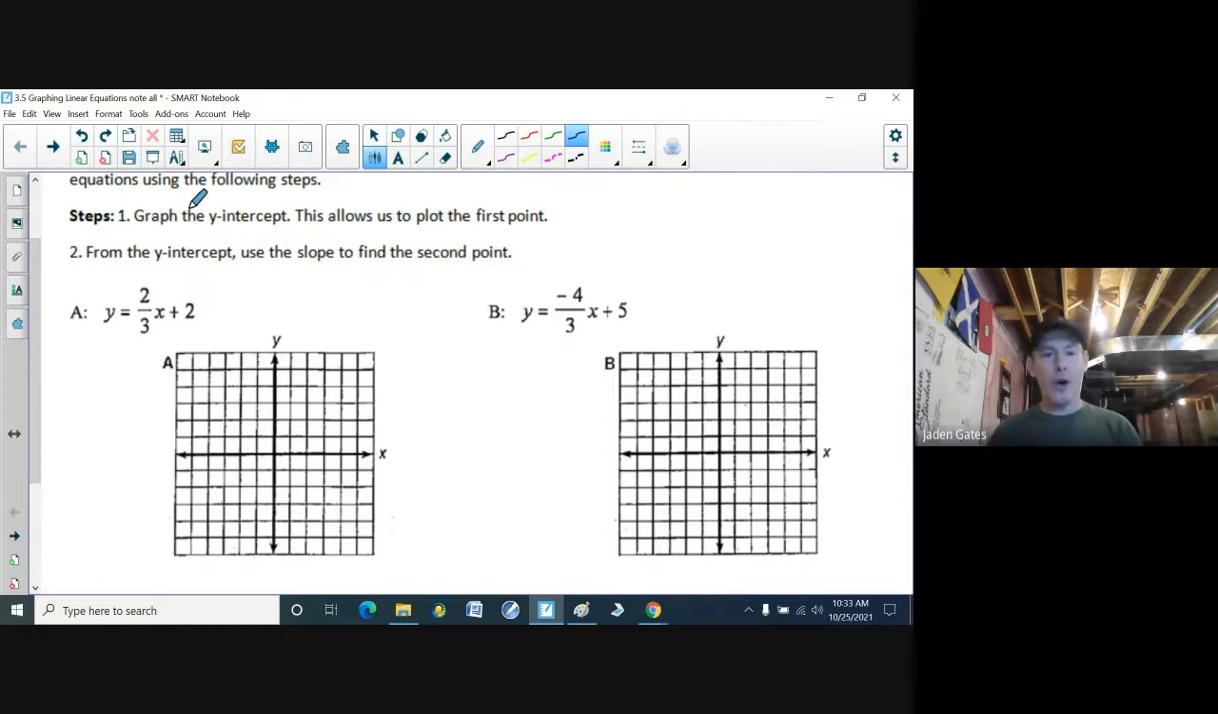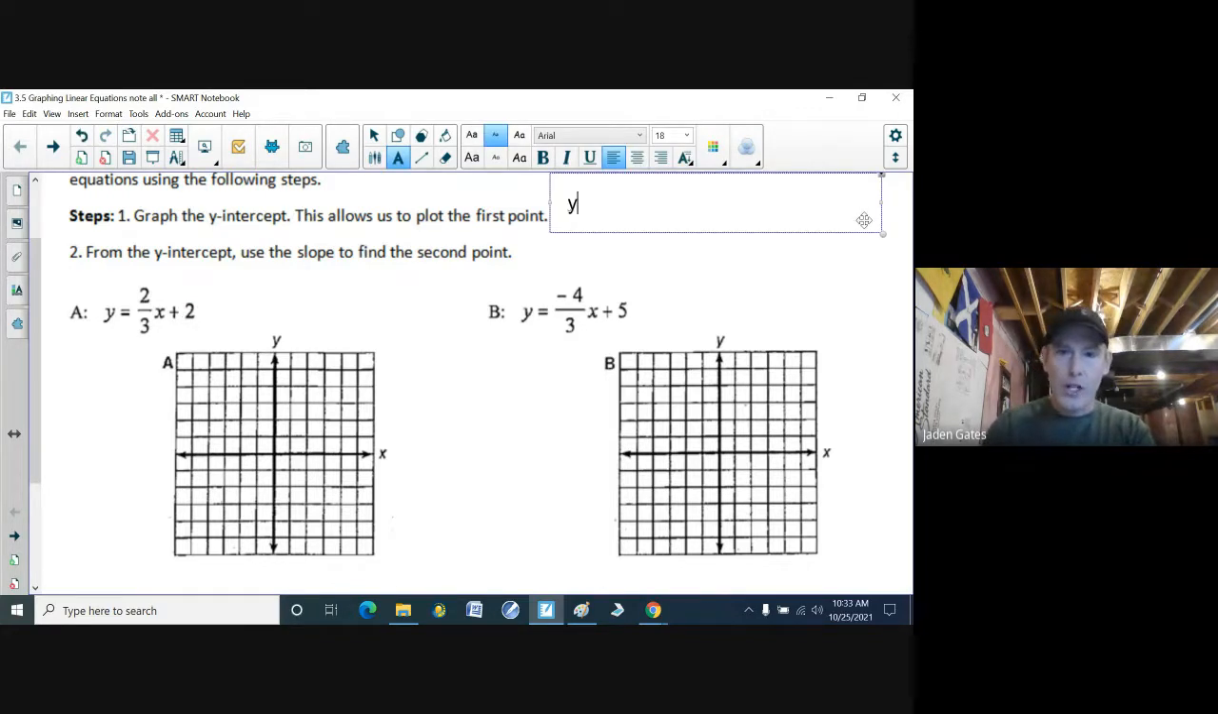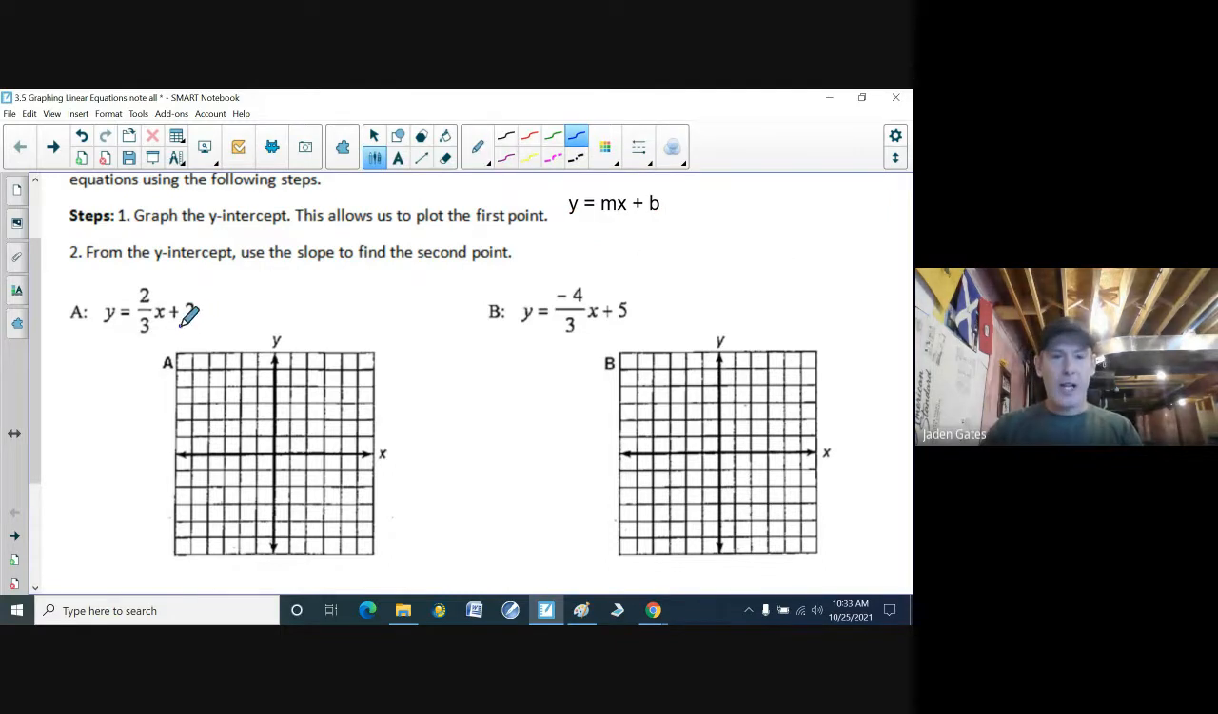All right, so here we go for the first one in A. We're going to graph the line y = 2/3 x + 2. So again, the first thing we want to do is graph the y-intercept. Now again, where is that? The equation of our line is always in the form y = mx + b. So b is the y-intercept. In this case, you've got to look at the sign here. It's a positive 2, so I plot that point. That's step 1.